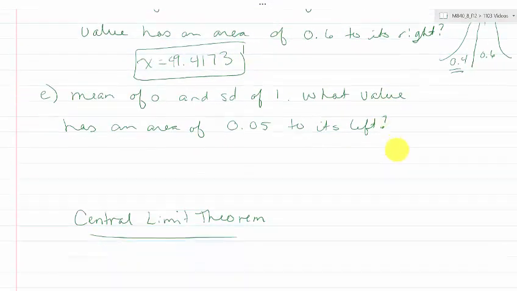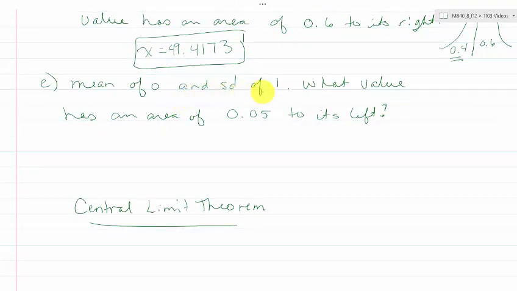Alright, in the next example, we have a mean of 0, standard deviation of 1. We want to figure out what value has an area of 0.05 to its left. So here we're just going to plug in that exact value, 0.05.